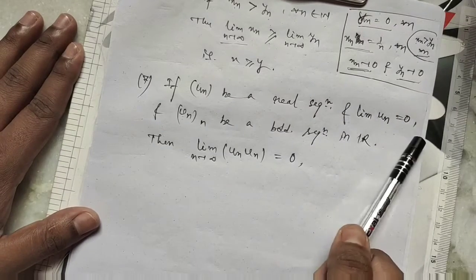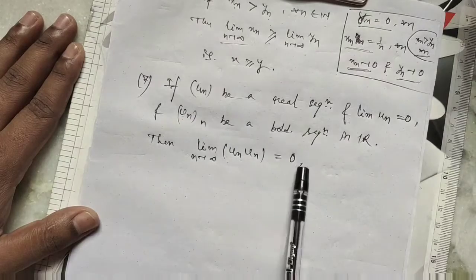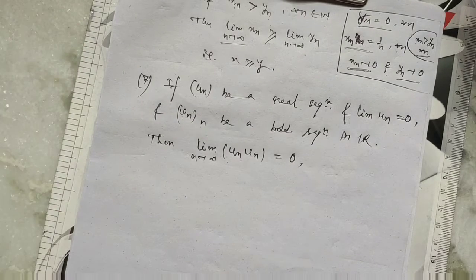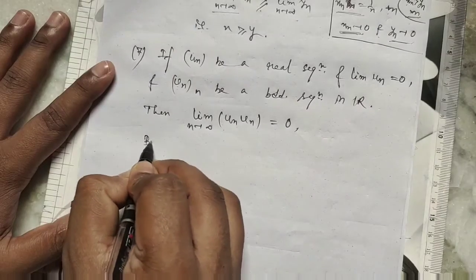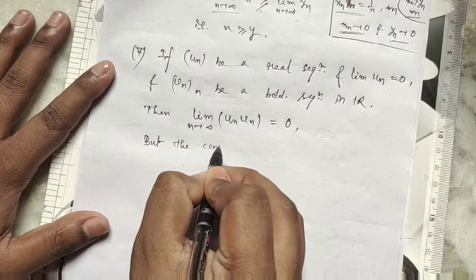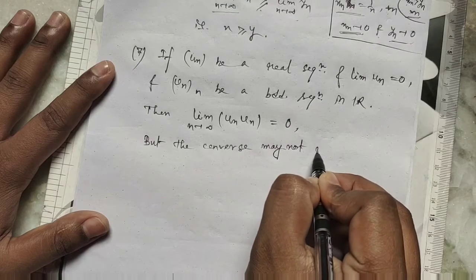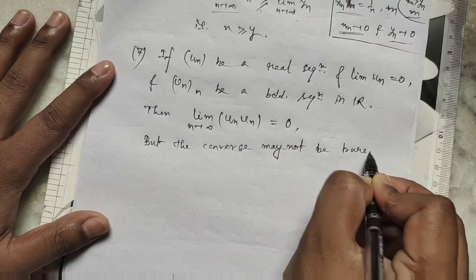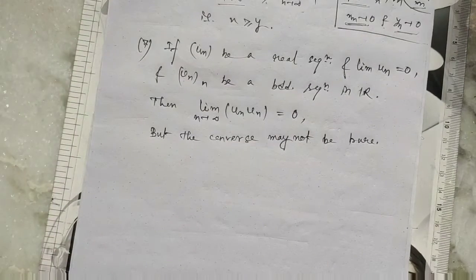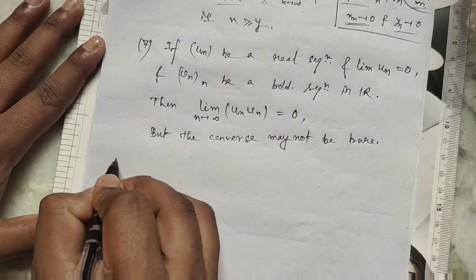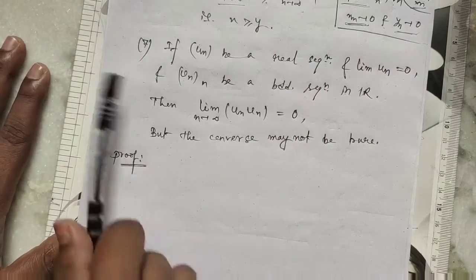If un converges to 0 and vn is a bounded sequence, then the sequence un vn converges to 0. Okay, but the converse may not be true. So I only prove this, I only prove the 7.